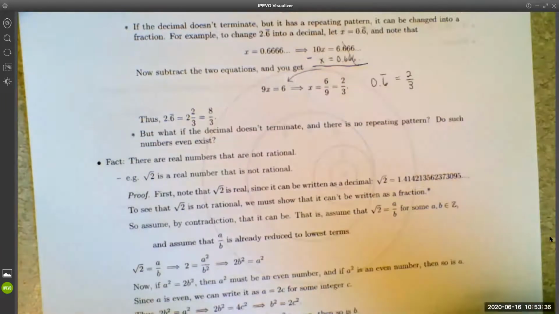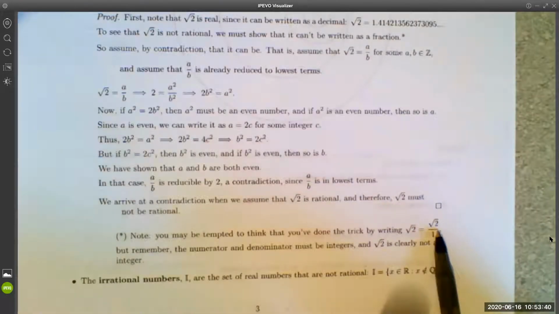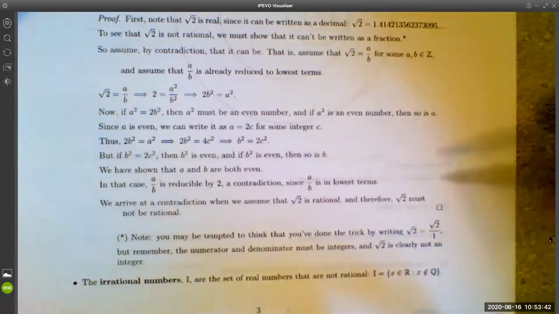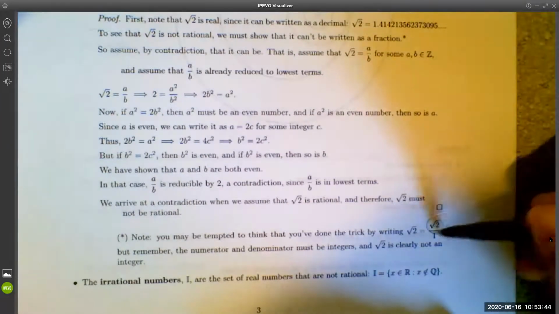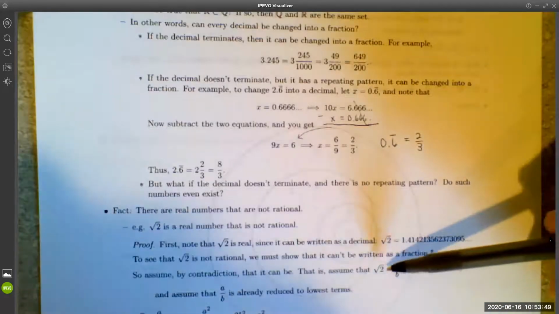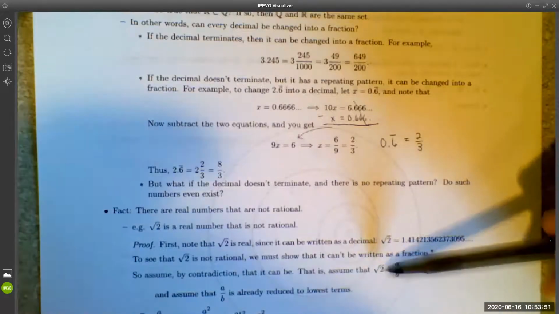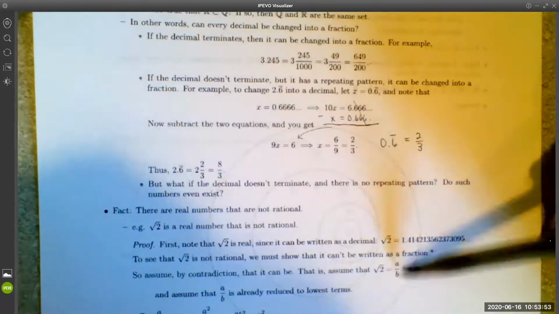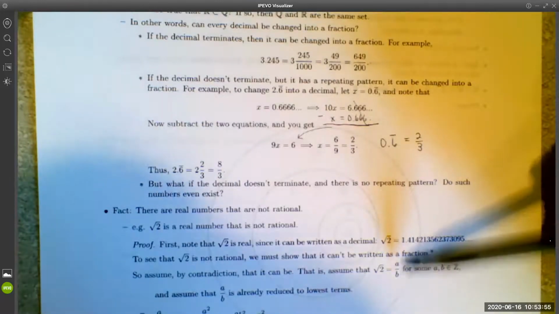So you might be thinking, oh, well, can't we just write it as square root of 2 over 1? Doesn't that do the trick? And the answer is no, because the square root of 2 is not a whole number, right? So this doesn't work, right? So the question is, can we rewrite square root of 2 in the form a over b, where a and b are whole numbers? Can we do that?